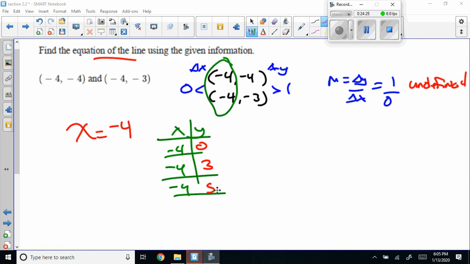I can pick whatever I want from Y, but my X better always be who? -4. That's what that means. Okay? So we're good? That special case is going to sneak up and bite you, right? All right. How many of y'all got that? Just curious. How many of y'all are like, ooh, I got slope is undefined? I got that. Yeah. All right.